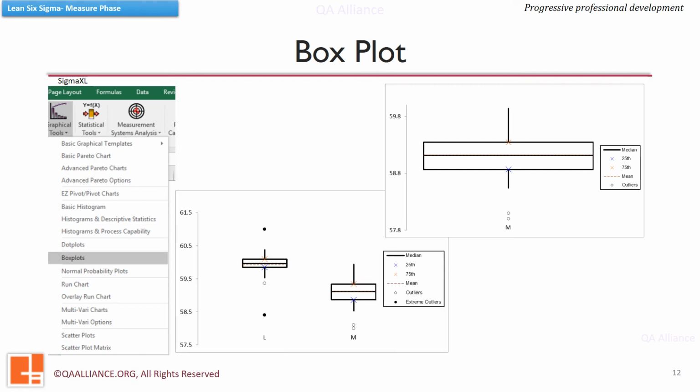To compare two data sets, we can follow the same procedure, and it will generate the output as shown here. Analyze the comparison chart and share with us what inferences you can make. We'll learn more about the box plot and its application in the next level of the training.